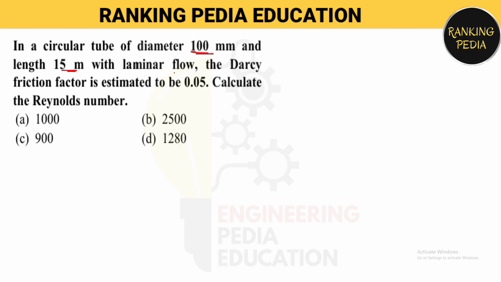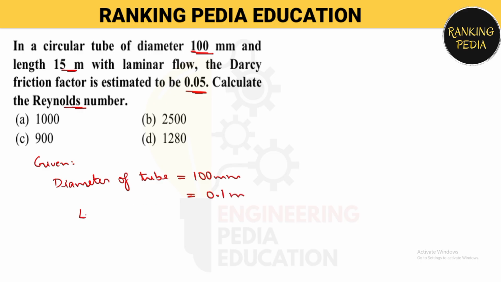Next question is, in a circular tube of diameter 100 and a length 15 meter with a laminar flow, the Darcy friction factor is estimated to be 0.05. We have to calculate Reynolds number. So what is given? We'll first note down that quantity. Diameter of tube is equal to 100, and when we convert 100 into meter, it will be 0.1 meter.